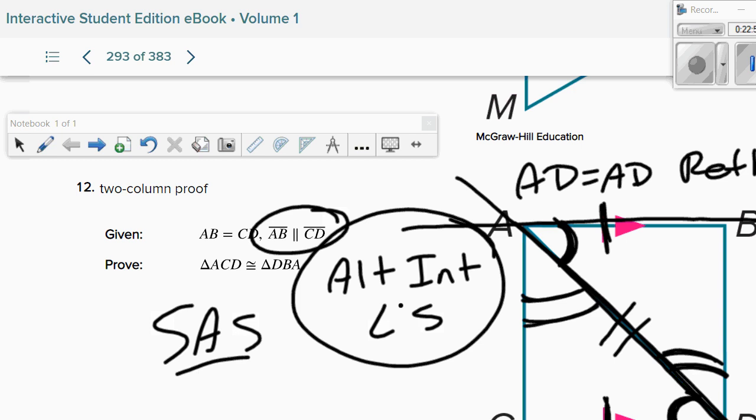Make sure you get some help if you're not getting it, and make sure you really give a good shot on the proofs. Okay? Thanks.